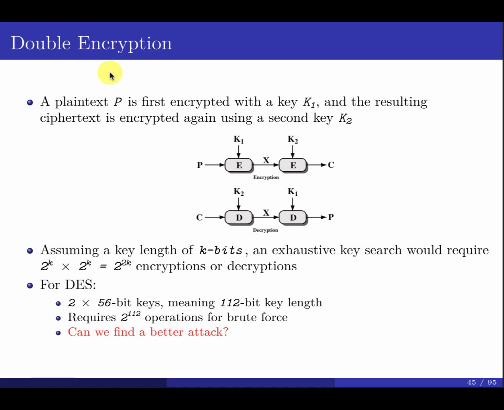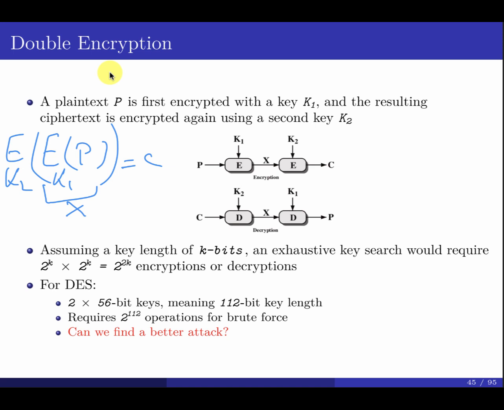Assume that, let me write the encryption and decryption functions. So here you have the plain text. You encrypt this using what? Using K1. Then the result is going to be encrypted using K2, right? This is the ciphertext C. The intermediate result, we call X.